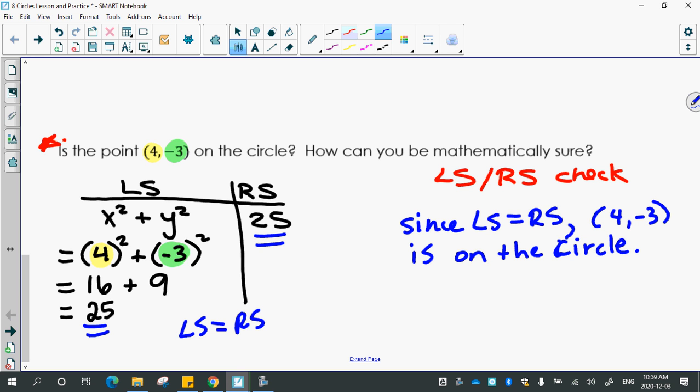Now, the thing about circles is often a question will ask you, is this point on the circle, inside the circle, or outside the circle? So if I had worked this out and instead of getting 25, I got 20, would the point be in the circle or outside of the circle? And how do you know? Inside, because it's less than 25, right? Yeah, perfect. And if I'd gotten 30, it would be outside the circle because it would be bigger than the right side. Okay? So often that's a question they'll ask because it's a circle. Is it on it, inside, or outside? Okay?